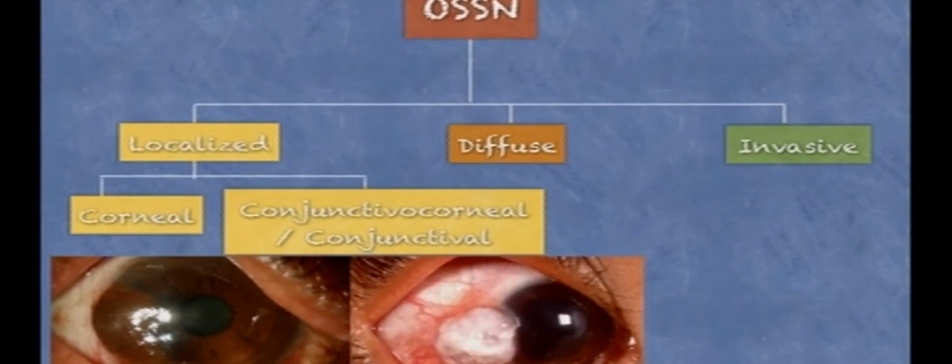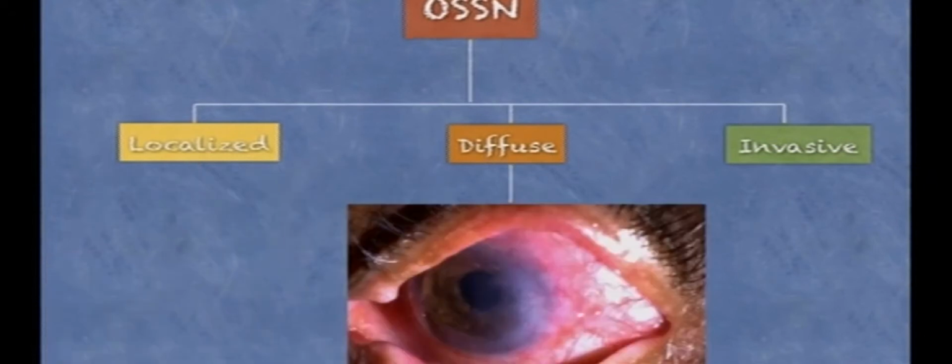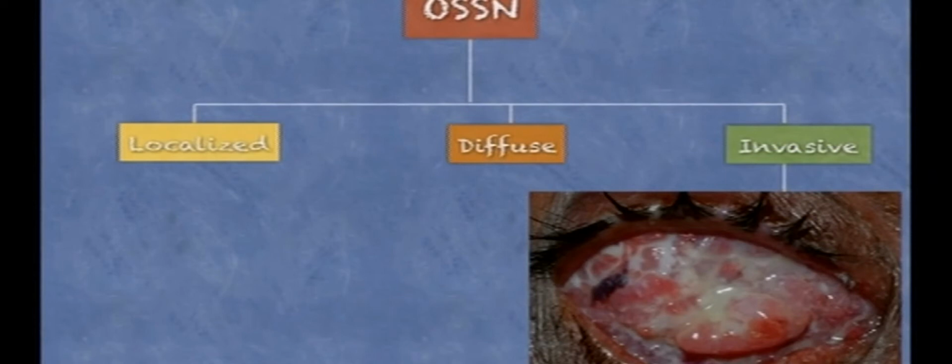Next comes the conjunctival or the conjunctival corneal OSSN. This is the most common type of OSSN which you see in the clinic. Or is it a diffuse or an extensive OSSN? So we call an OSSN to be diffuse if the greatest dimension is more than 15 millimeter, or the limbal extent is more than 180 degrees, that is 6 clock hours, and they usually have a flat configuration. So this is the diffuse variant, or it can be invasive. Invasion can be both intraocular invasion or an orbital invasion, as you can see in this case.